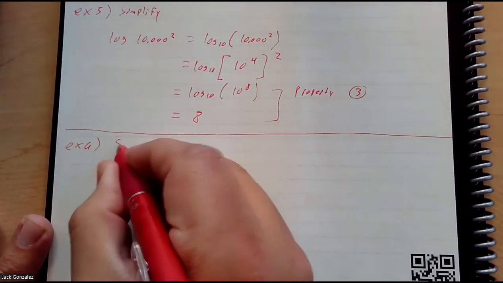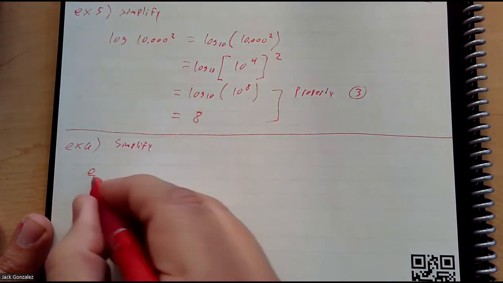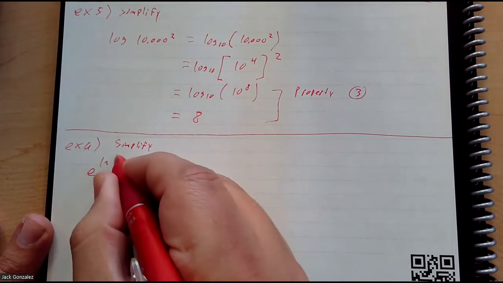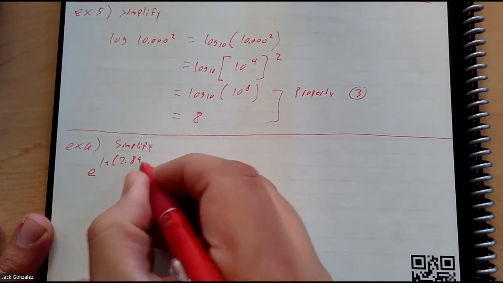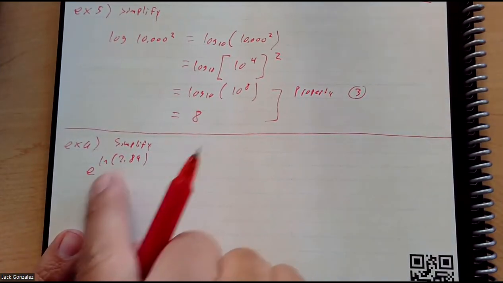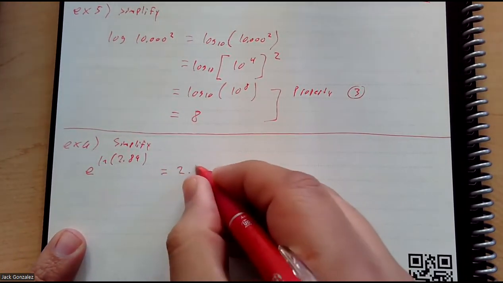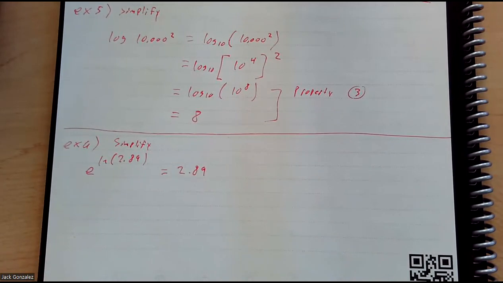Last one. E to the ln of 2.89. So right away you should see these cancel, right? Ln and E are the same base, so they cancel into 2.89. All the questions after this are just, can you graph them? Or can you move them around, shift them? I'll let you mess with those later.